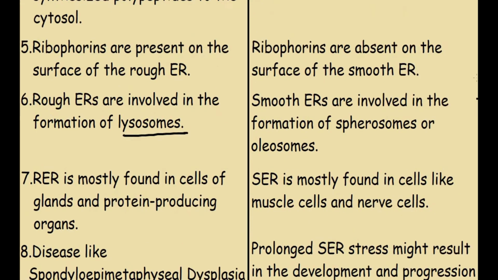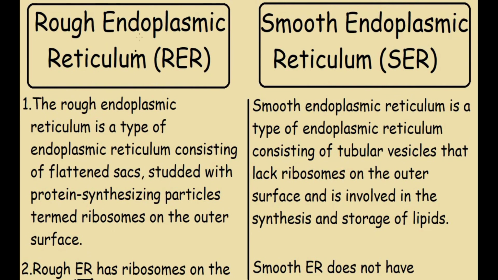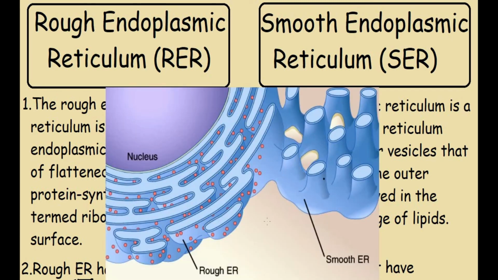So these were the differences between rough endoplasmic reticulum and smooth endoplasmic reticulum. I have this image which shows the rough endoplasmic reticulum and the smooth endoplasmic reticulum. You can see that the rough endoplasmic reticulum is located near the nucleus membrane and the smooth endoplasmic reticulum is located near the cell membrane.